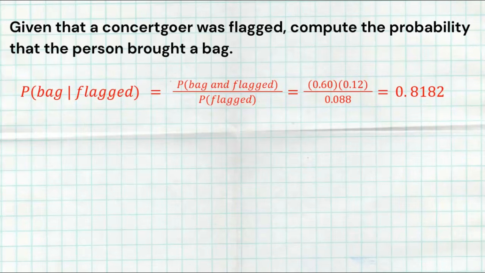Now the denominator is what we figured out in the previous problem. The probability you get flagged is 0.088. So multiply the numerator and then divide the numerator by the denominator and we get 0.8182. So if you are flagged, there's roughly an 81% chance that you had a bag, which might have caused you to get flagged.